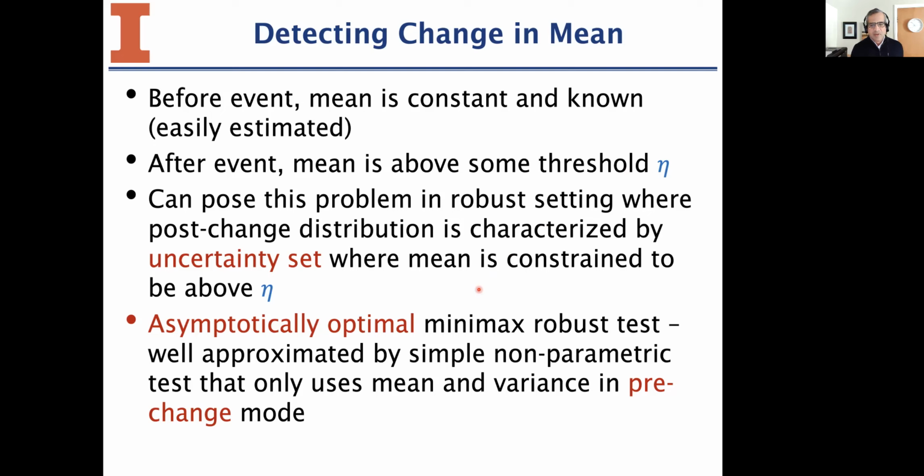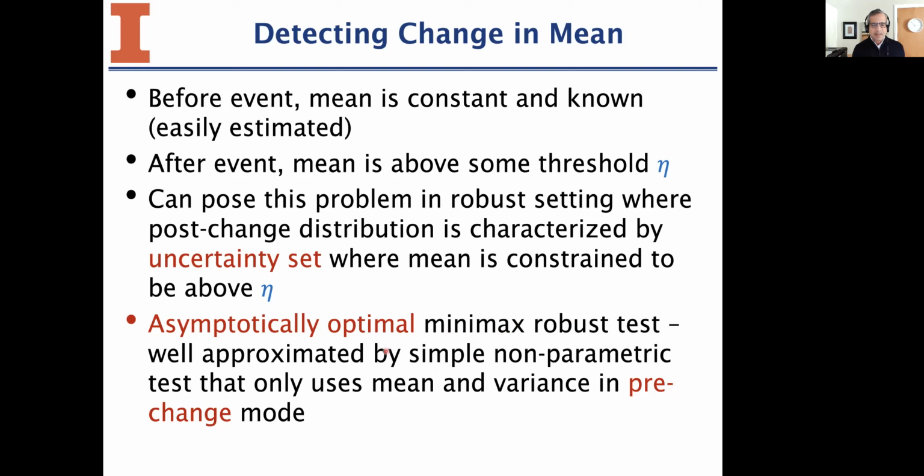Okay, and it turns out you can pose this problem in a minimax robust setting, where the post-change distribution is characterized by an uncertainty set. So this is a set of distributions that characterizes what happens after the change, and that set is all the distributions for which the mean is constrained to be above this threshold eta. Okay, and we constructed an asymptotically optimal, robust test for this problem, where we first assumed that you knew the entire distribution before the change, and then after the change, all you know is that the mean is above eta. Okay, and so in that special setting, under that assumption, we could construct an asymptotically optimal test.